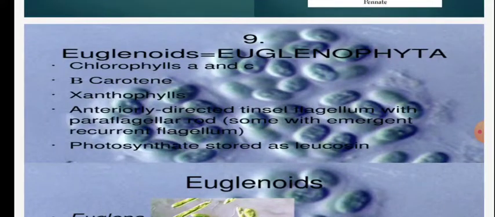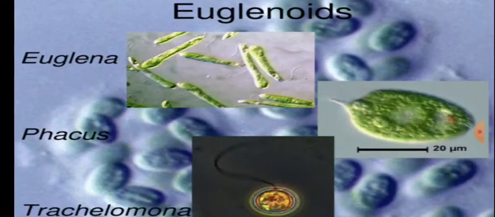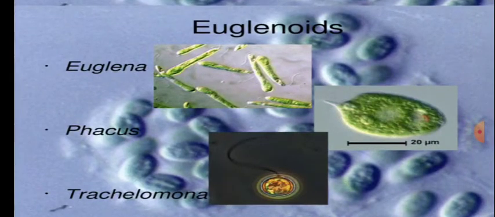Then the second division, euglenoids, that is Euglenophyta. Chlorophyll a and c are common, with beta carotene and xanthophylls, and photosynthetic food is stored as leucosin. So for the euglenoid characters, you see this Euglena. Firstly it was included under the animal sciences, but later on, after detection, it was included again into the plant sciences. So among algae, Euglena is there, and Phacus is another genus.